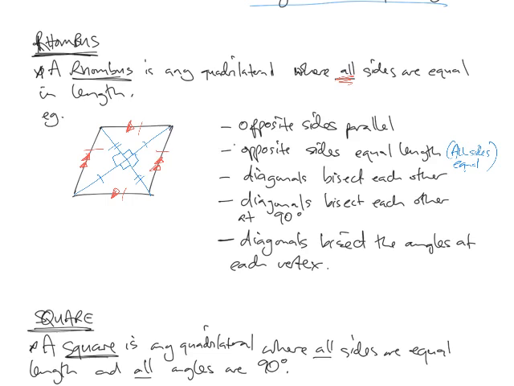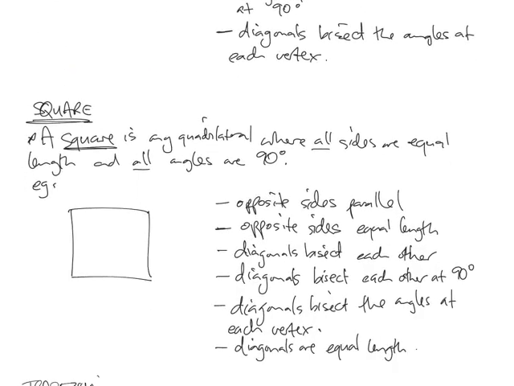So it's 90 degrees all the way around there. And the diagonals also bisect the angles at each vertex. So every vertex here, this angle formed at the vertex is cut in half by those diagonals equally. So those angles are the same, and these angles here are the same either side of the diagonal, bisected. So that's the special properties of a rhombus.